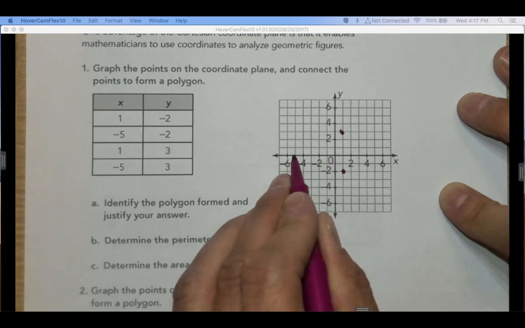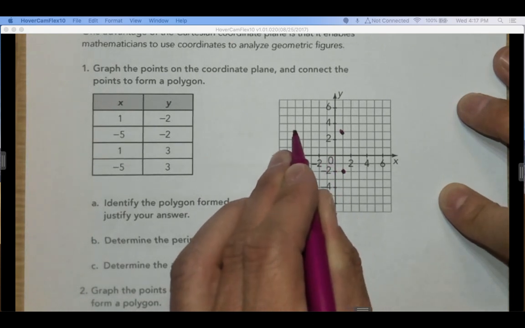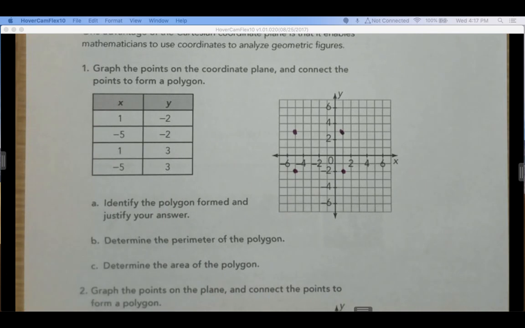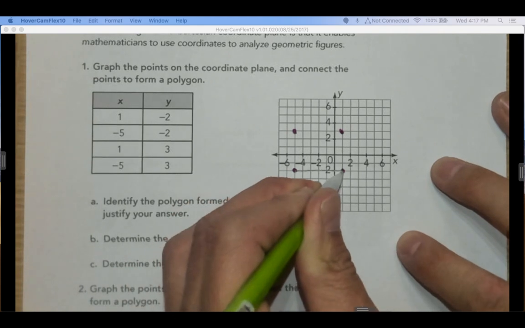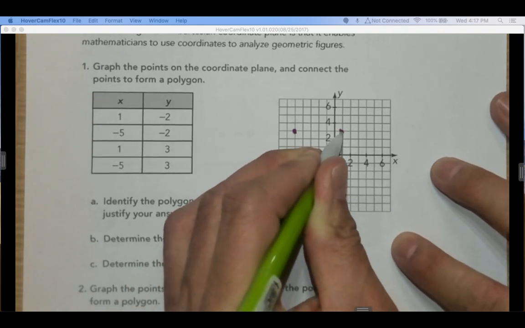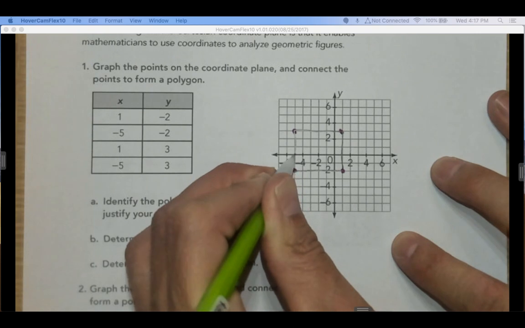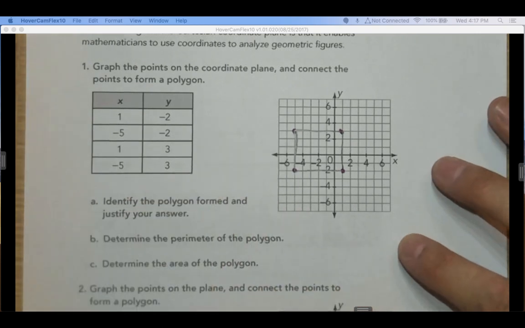-5, 3 is going to be right there. Always start at the origin. The first coordinate tells me how far to go on the x-axis, left or right. The second coordinate tells me how far to go up or down on the y-axis.